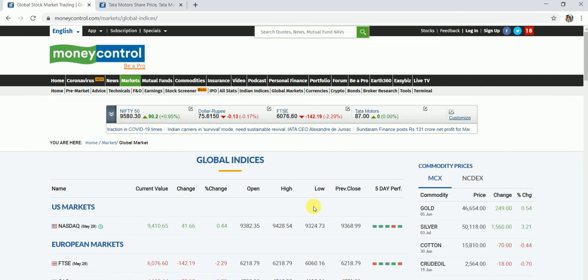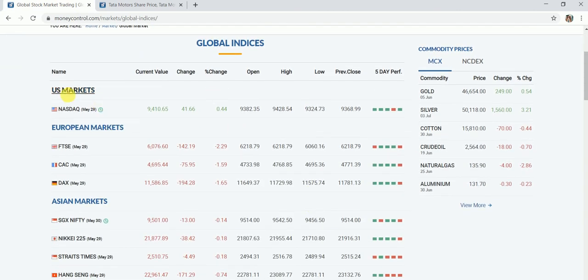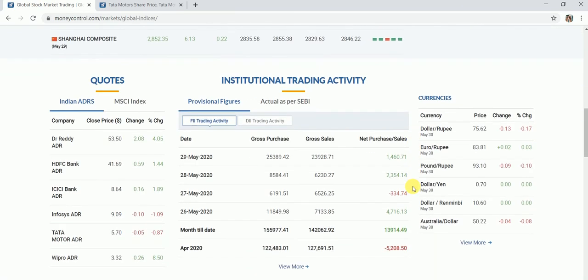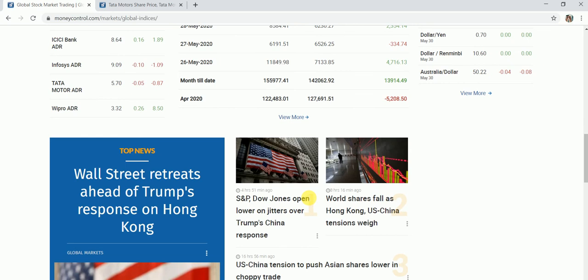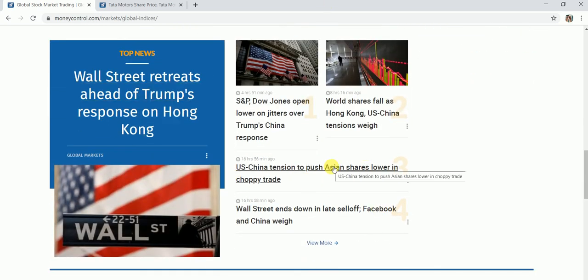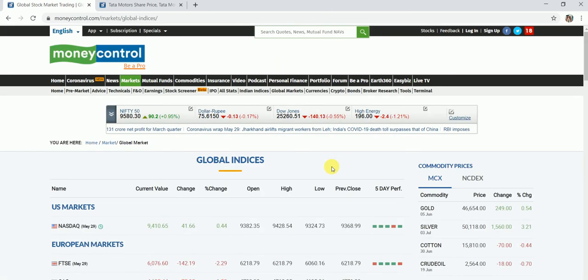And you can also see the global indices, like US market, Europe markets, Asian markets, commodity. You can also see whether foreign investment is there, domestic investment activity, dollar values, and the world market news in this website. So I highly recommend anyone who's new to stock market to go to this Money Control website.